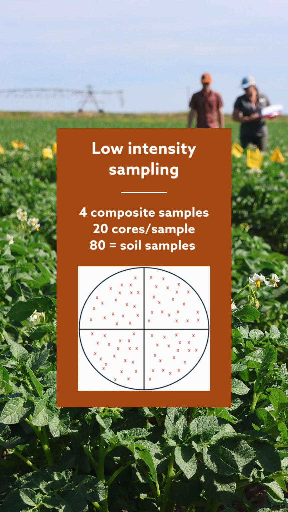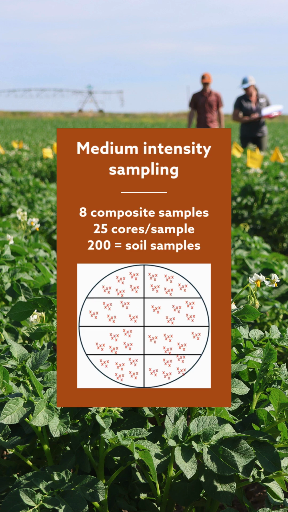There are a lot of different options that we have, with our lowest intensity sampling being about 4 composite samples for 140 acres, which would make it about 1 sample for every 35 acres. For a medium level of sampling, which is 8 composite samples for your 140 acre pivot, that would make it about a sample every 17.5 acres. So that's mid-level and gives us a bit more clarity on the overall picture of your field.